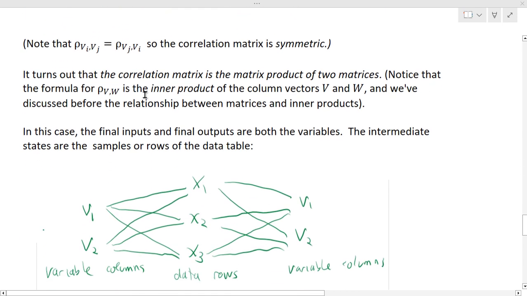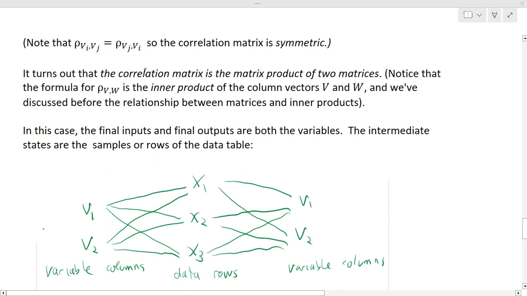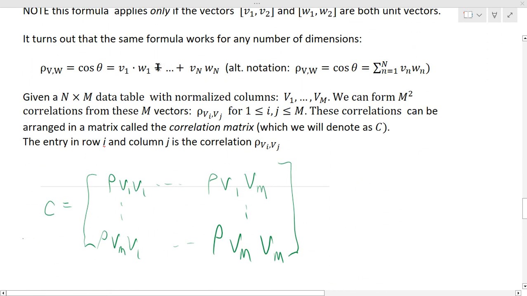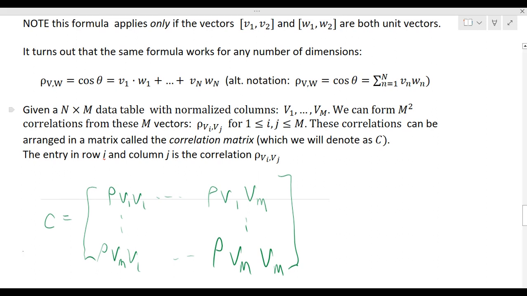Okay? All right, now, it turns out that the correlation matrix is in fact the matrix product of two matrices. All right, so that's the whole build-up from last video, why we're doing matrix products. Now, this should not be too surprising because if you look at this, this is actually an inner product. It's an inner product of this row vector v and this column vector w, or vice versa. Right? So let's see how the matrix product works out in this case.